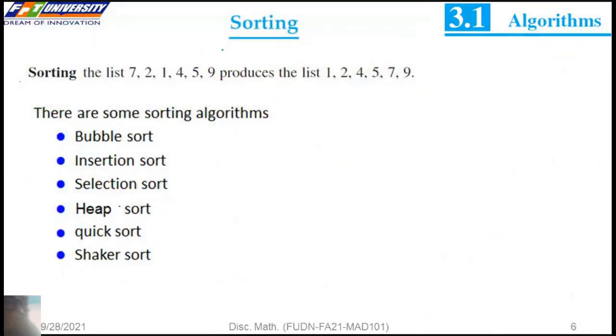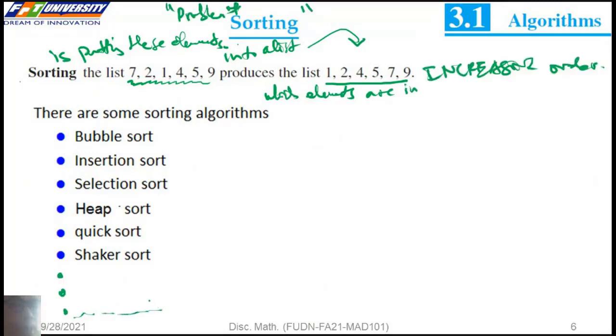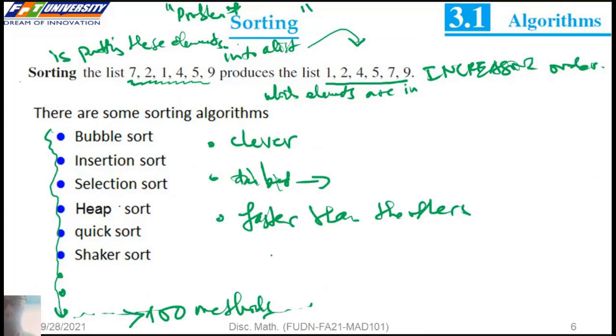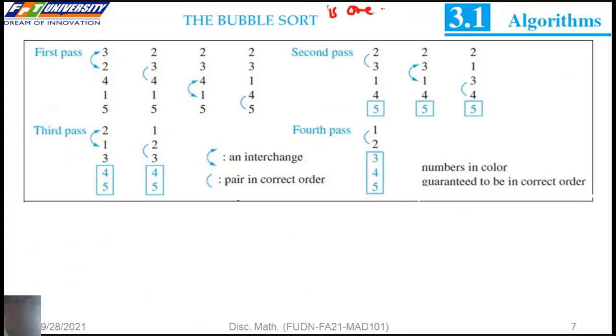We consider the problem of sorting. Sorting is putting the elements of a list into increasing order. There are many sorting algorithms, and some are more efficient than others. Sorting is an important problem in computer science. The bubble sort is one of the simplest sorting algorithms, but not efficient.